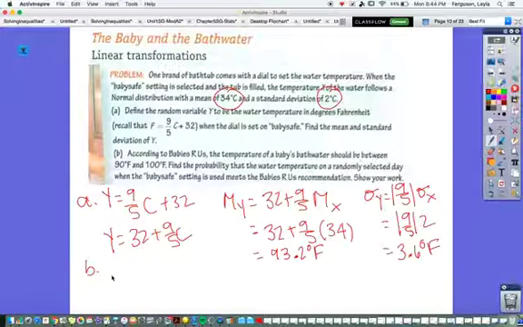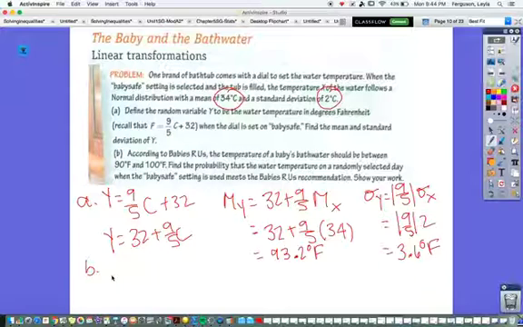Part B says, according to Baby's RS, the temperature of a baby's bath water should be between 90 degrees Fahrenheit and 100 degrees Fahrenheit. Find the probability that the water temperature on a randomly selected day when the baby safe setting is used meets the Baby's RS recommendation, and show your work.